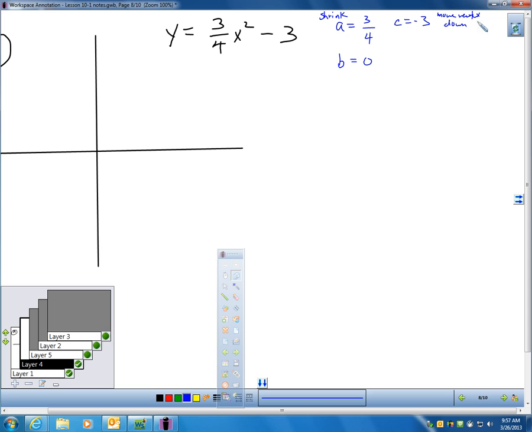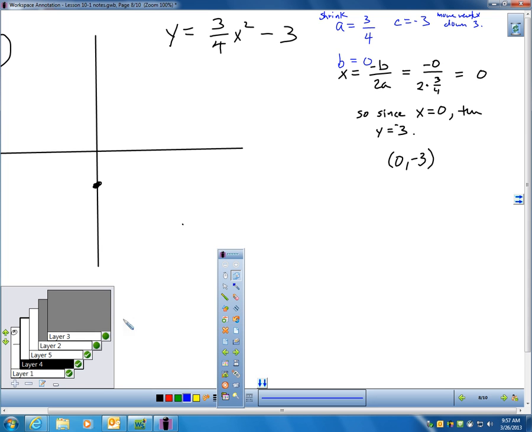And maybe I didn't speak that well as a math teacher. Instead of saying move vertex down 3, which is exactly what we're doing, I should say we should translate the vertex 3 units down. Now, I can find the axis of symmetry real quick. In this problem, I know it's 0 because if I plug in 0 for b and 3/4 for a, I get negative 0 over 2 times 3/4. Well, 0 divided by anything is 0. So the axis of symmetry in this problem, and I'll draw it up real quick, is right down the y-axis.